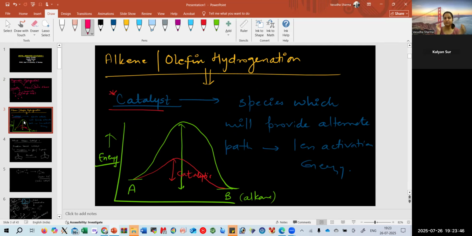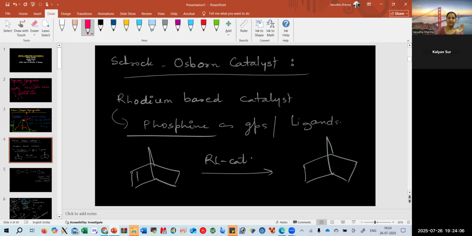A catalyst is a species which will generally provide an alternative path without getting consumed in the reaction, and this could help you in reducing the activation energy, as you can see from the particular system, where this is your non-catalytic pathway, which would involve more energy compared to the catalyst involvement. Then we moved ahead to see our first catalyst, which is the Schrock Osborne catalyst. This is known for olefin hydrogenation. This is a rhodium-based catalyst and has a phosphine as a ligand in the environment.